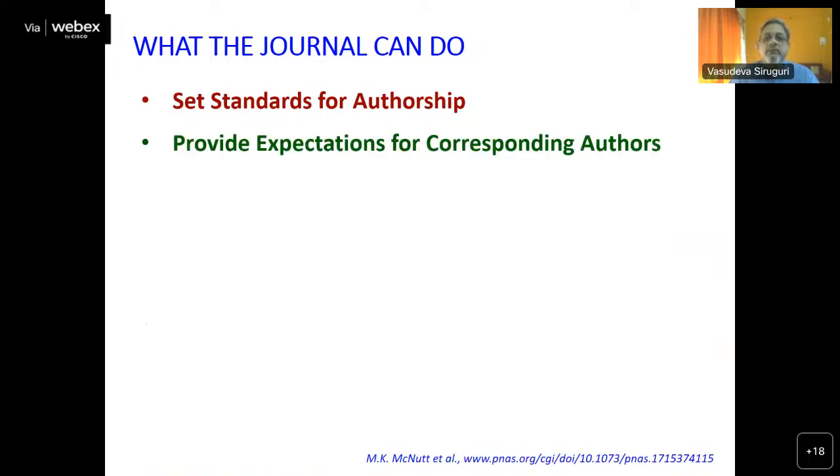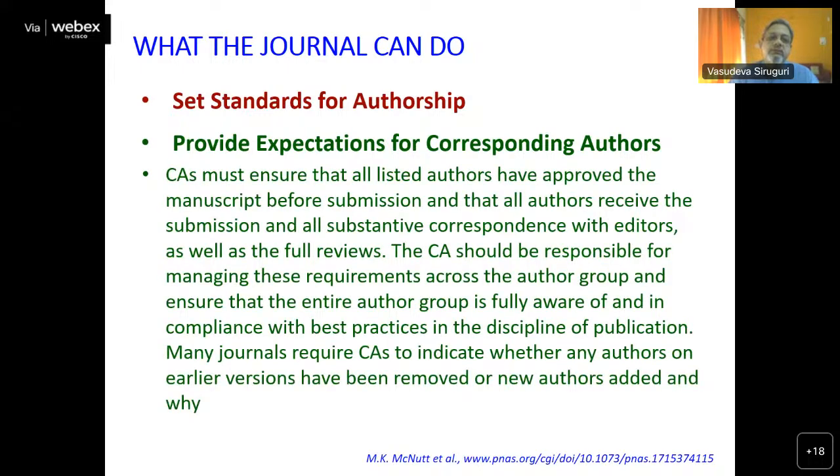Then what should be the corresponding author's responsibilities? Okay. So the corresponding authors, they must ensure that all the listed authors in the author list have actually approved the manuscript before submission, and that all authors receive the submission and all substantive correspondence with the editors, as well as the full reviews. Nowadays, this is ensured by automatically sending these reviews and correspondence to all the authors by the journal. And the corresponding author should be responsible for managing these requirements across the author group and ensure that the entire author group is fully aware of and in compliance with the best practices in the discipline of publication.